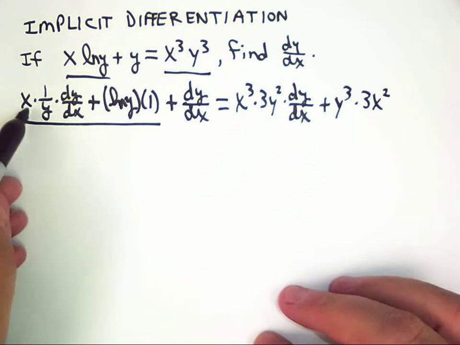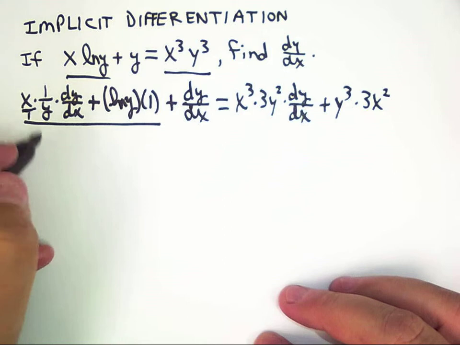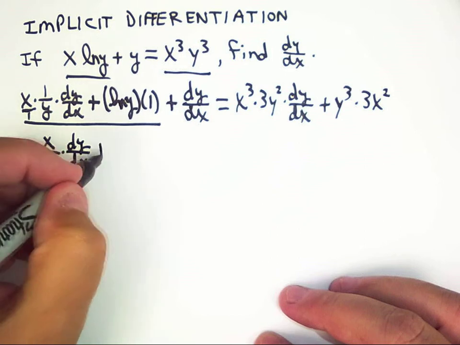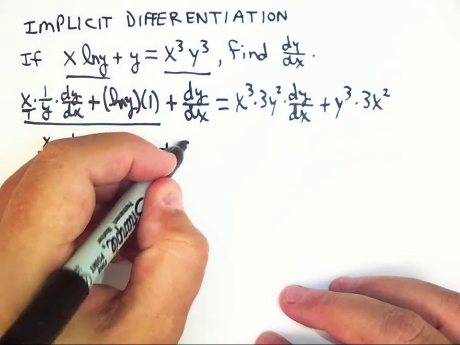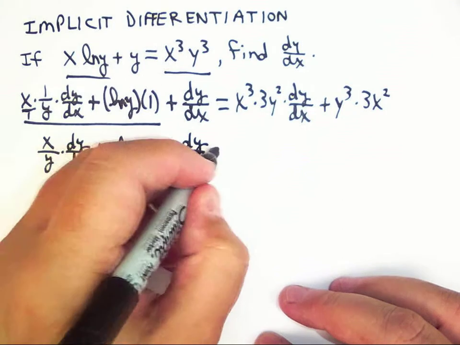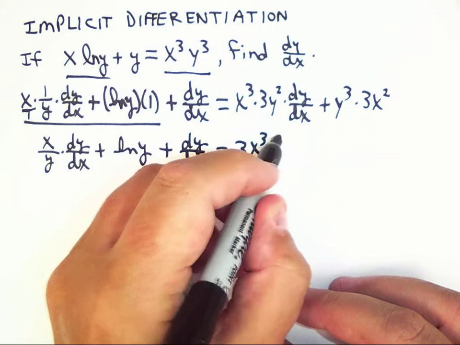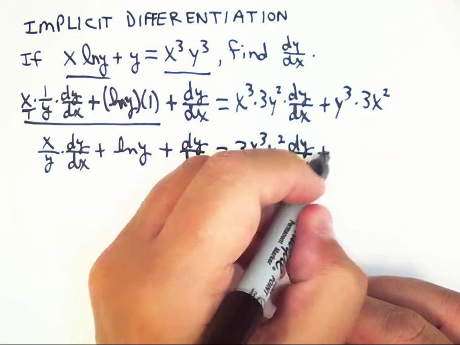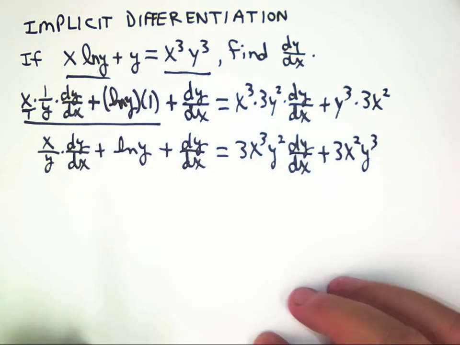Now it's the same as before. We want to simplify it, make it a little simpler. x is like x over 1, so if you multiply those two things together, you get x times 1 is x, 1 times y is y, so you end up getting x over y times dy over dx, plus multiplying by 1 doesn't change it, so it just becomes the natural log of y. That's still dy over dx. Let's write the 3 first. You get 3x cubed y squared dy over dx plus 3x squared y cubed.